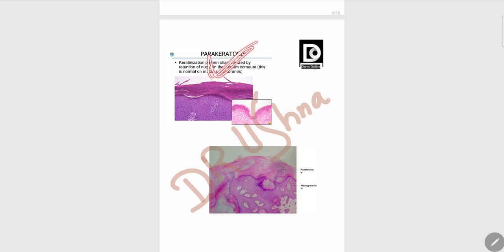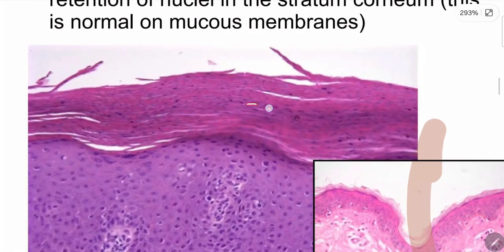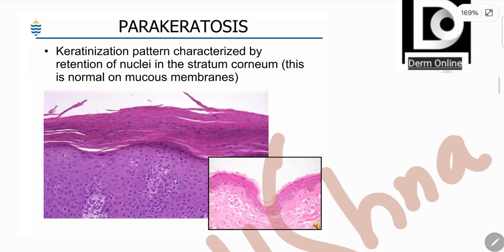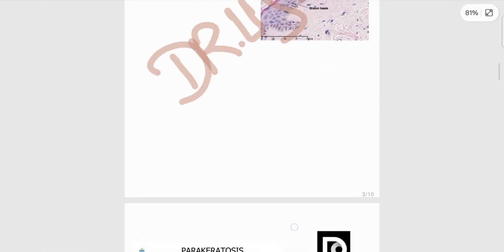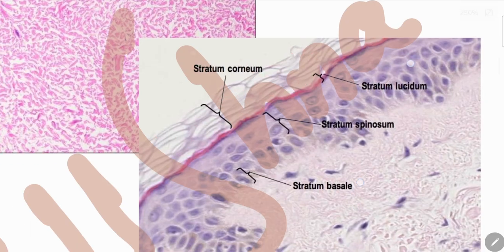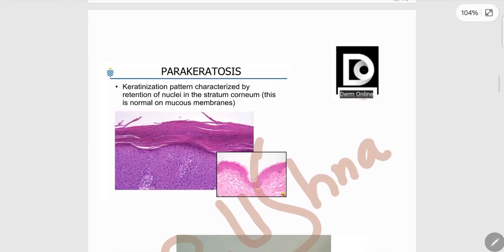So this is parakeratosis. You can see these small nuclei present in the cells. The blue dots, these are all nuclei. So all the stratum corneum cells, which are basically your keratinocytes, are loaded with nuclei, which is not a normal phenomenon in histology. Here you can see no nuclei. You are not able to see any nuclei. This is the normal phenomenon of the stratum corneum. But here you can clearly appreciate the nuclei.